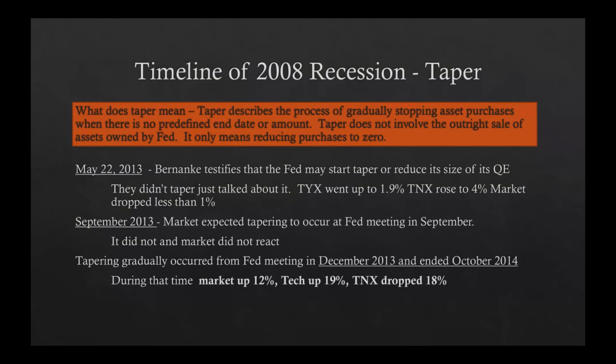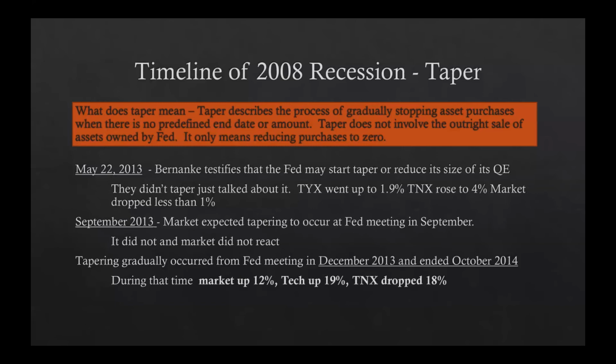The other factor I want you to understand, taper, getting rid of this QE, it's a sentiment thing. It has nothing to do with the money supply. Okay, so this should give you a clue. You shouldn't be afraid of this word taper. Okay, so let's look at when they started tapering. And Ben Bernanke was the Fed chairman back then. On May 22nd of 2013, Bernanke testified that the Fed may start to taper, or reduce its size of QE. Now they didn't taper, they just talked about it, right? And if you heard of the taper tantrum, this was the taper tantrum, right?